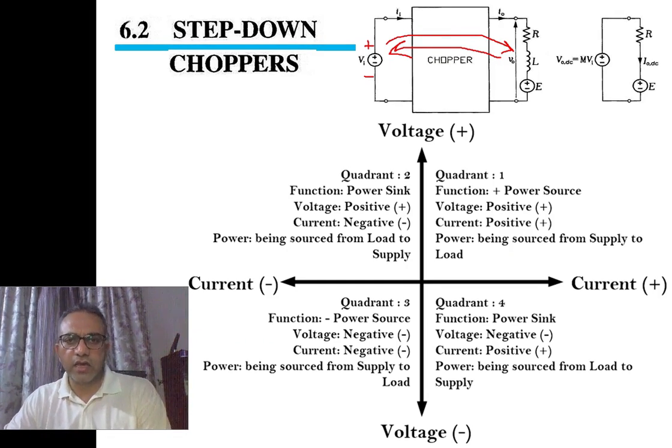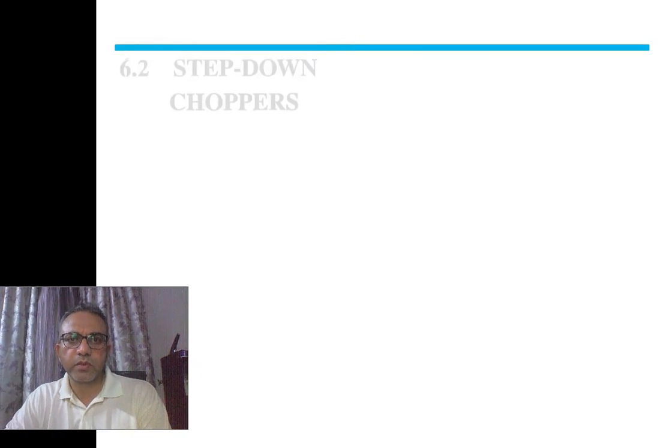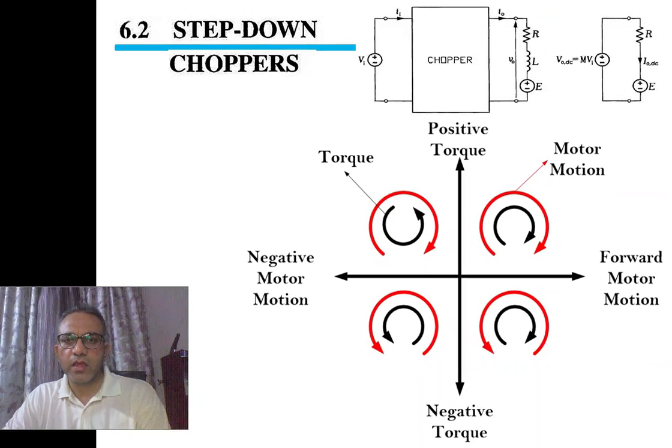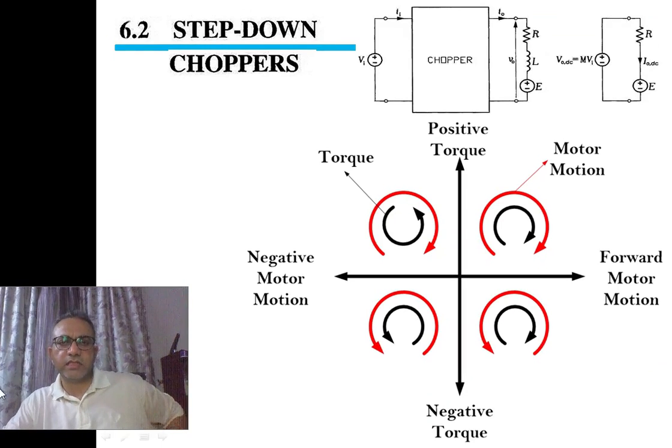So we need a universal power supply through which we can get speed reversal. Now in the second slide, we will look at the mechanical properties of motors in four quadrants. In this diagram, the red line shows the motor motion and the black line shows the torque.